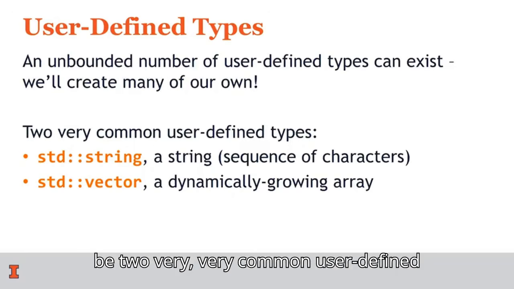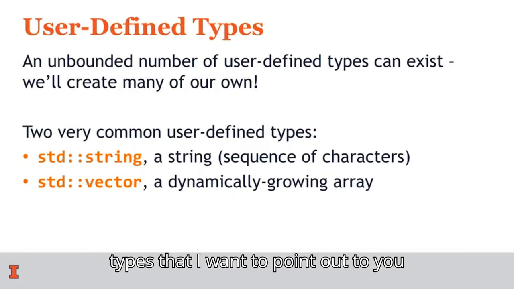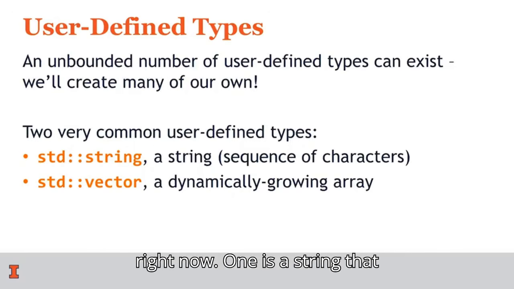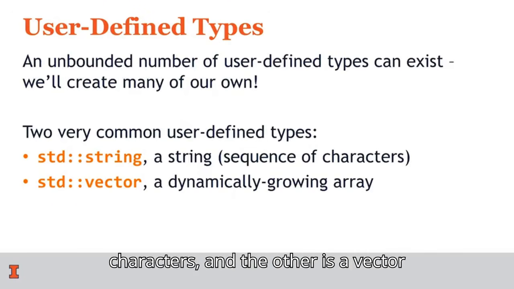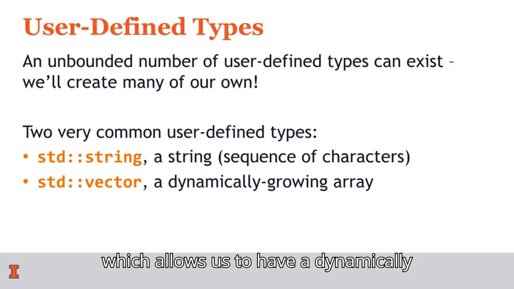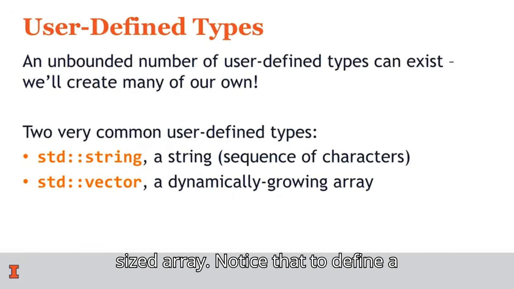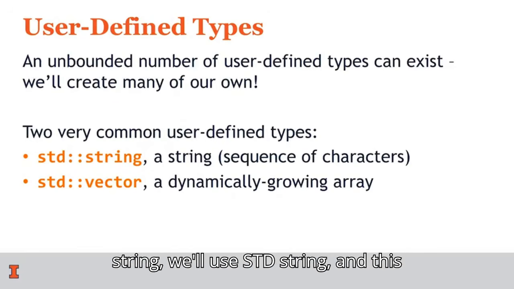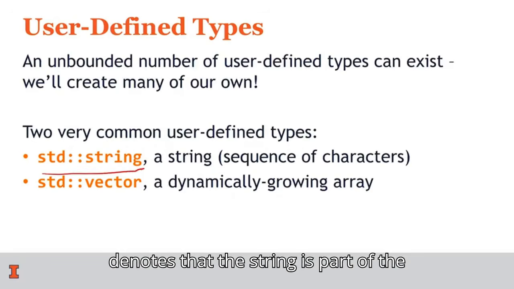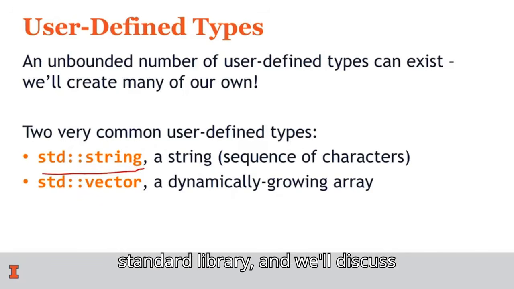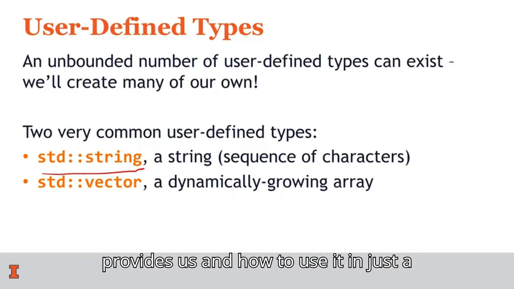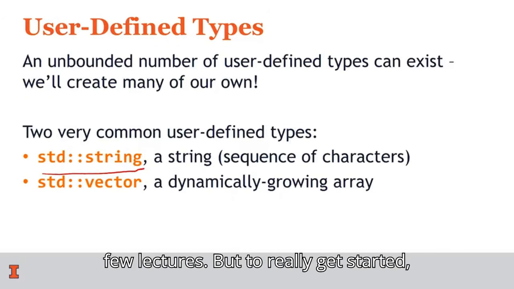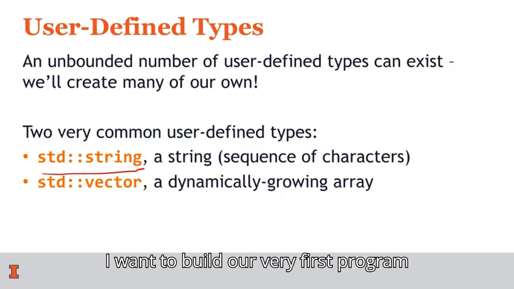There's going to be two very, very common user-defined types that I want to point out to you right now. One is a string that allows us to build a sequence of characters, and the other is a vector, which allows us to have a dynamically sized array. Notice that to define a string, we'll use std::string, and this denotes that the string is part of the standard library, and we'll discuss exactly what the standard library provides us and how to use it in just a few lectures. But to really get started, I want to build our very first program.